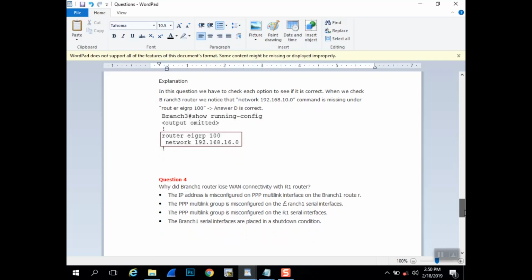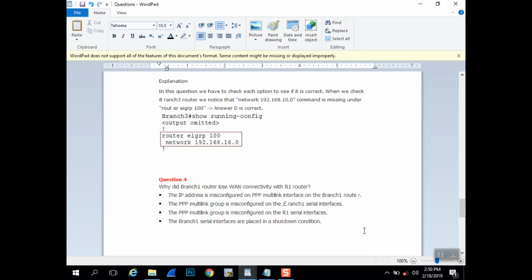So the fourth one would be, why did branch 1 router lose connectivity with R1 router? Is it A, the IP address is misconfigured on PPP multilink interface on the branch 1 router? B, PPP multilink group is misconfigured on branch 1 serial interfaces? C, the PPP multilink group is misconfigured on the R1 serial interfaces? Or D, the branch 1 serial interfaces are placed in a shutdown condition?